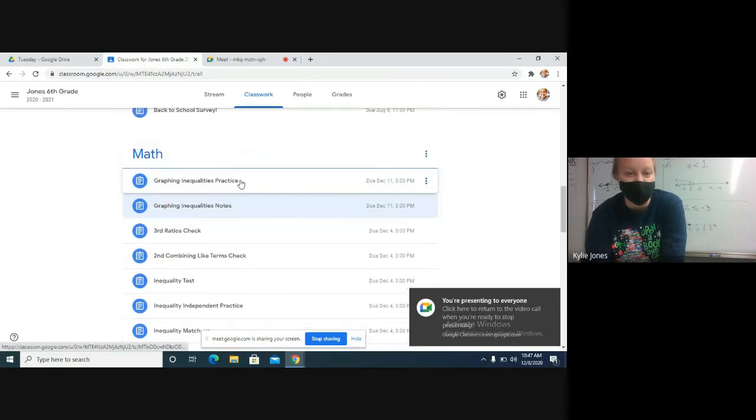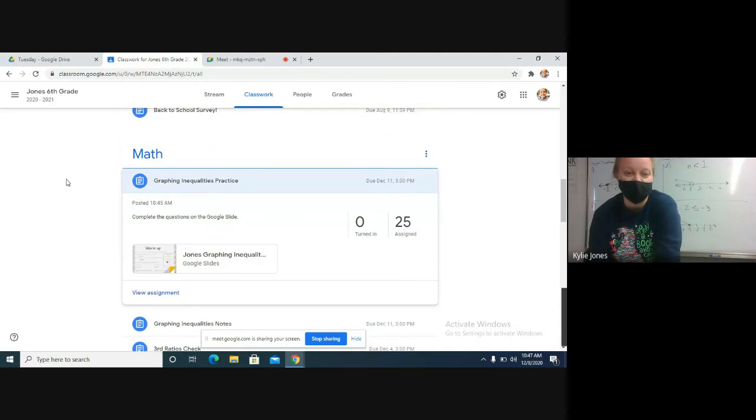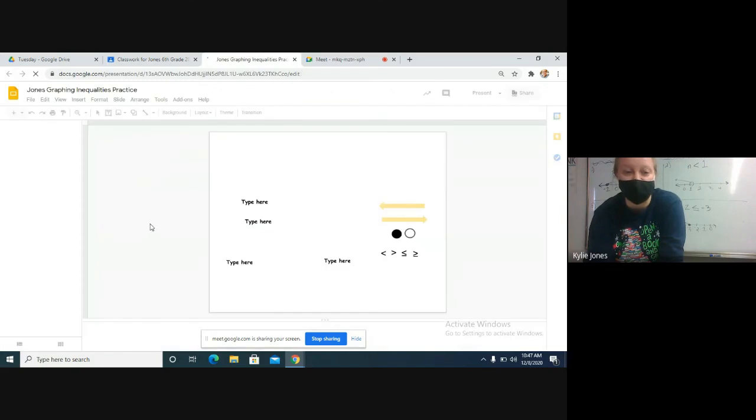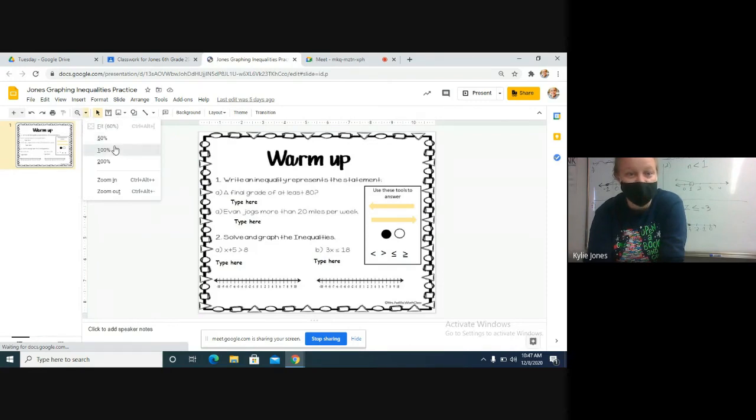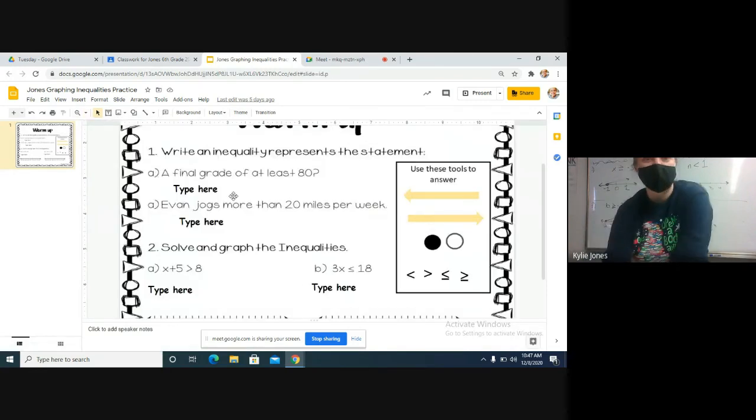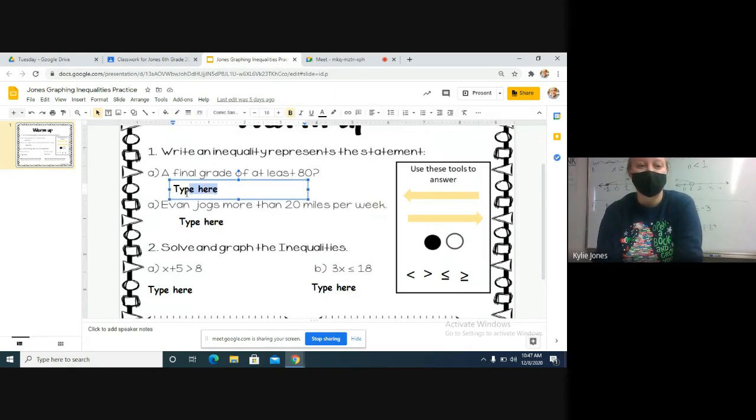Under math, you now have an assignment that's called Graphing Inequalities Practice. Once you get that, you can open it up. It is a Google slide because these are really hard to do on Google Forms. So you can open it up, get zoomed in. 100 is pretty good. And where it says type here, that's where you type your answers.